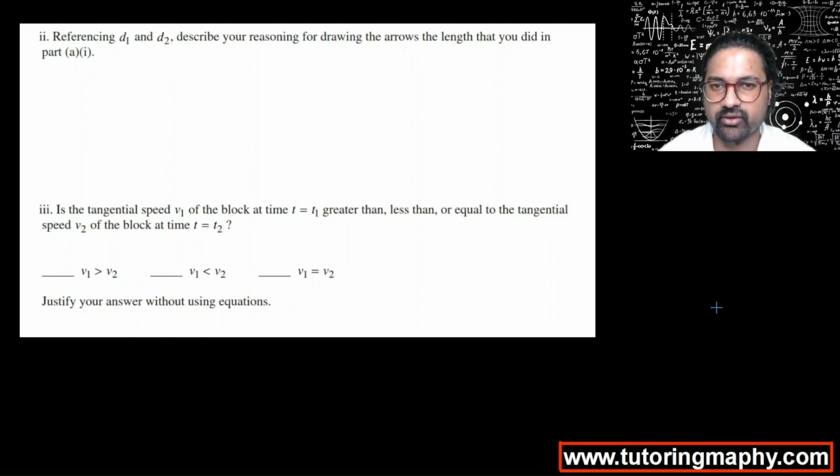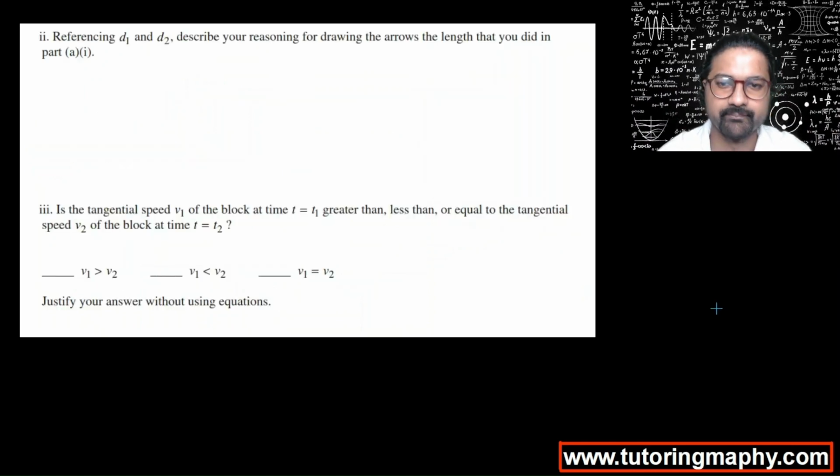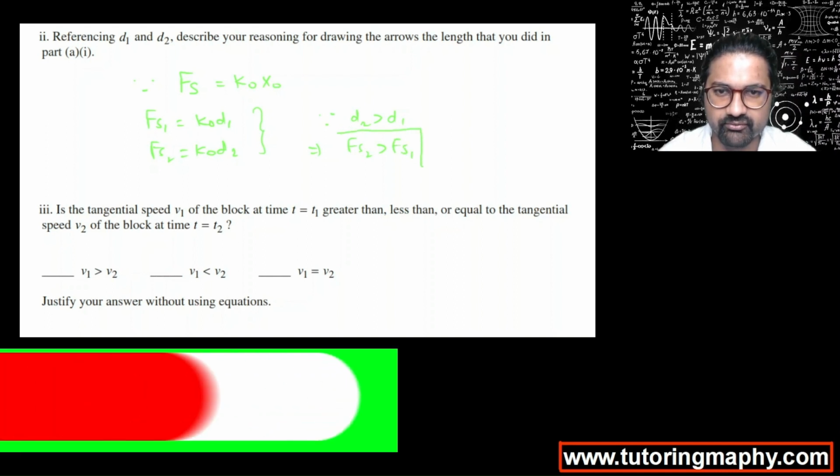And the next question, they are talking about referencing d1 and d2. Describe your reasoning for drawing the arrows the length you did in part A. So actually we already did that right over here, right? The work in the white one is the description for part 2, that since the force of the spring is given by k0 times x0, Fs1 is k0 d1, Fs2 is k0 d2. I'm just writing it officially once again. Since d2 is greater than d1, that implies that Fs2 is greater than Fs1, and that is the reason.